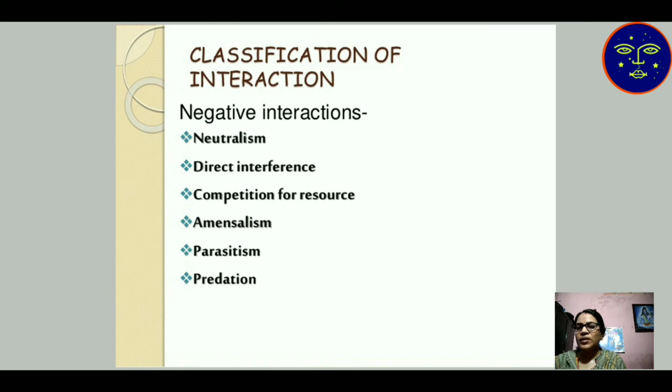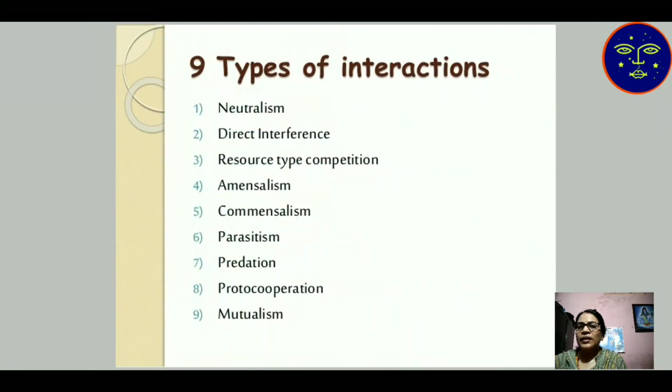In negative interaction, there are categories. First is neutralism, second direct interference, third is competition, fourth is amensalism, fifth is parasitism, and sixth is predation. Then the 9 types of interaction combined, positive, negative, are neutralism, direct interference, resource type competition, amensalism, commensalism, parasitism, predation, proto-cooperation and mutualism. Positive, negative and positive-negative interactions combined produce 9 types of interactions.